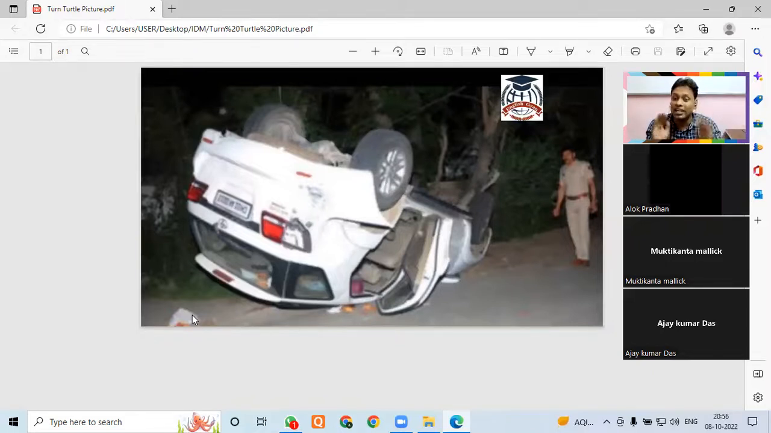Turn turtle means to fall over, to flip over, right? So also whenever you are making a pancake, a chakuli pitha, mother is trying to make it turn turtle, meaning separating it apart. That is called turn turtle. Look at the picture here. This is called turn turtle.